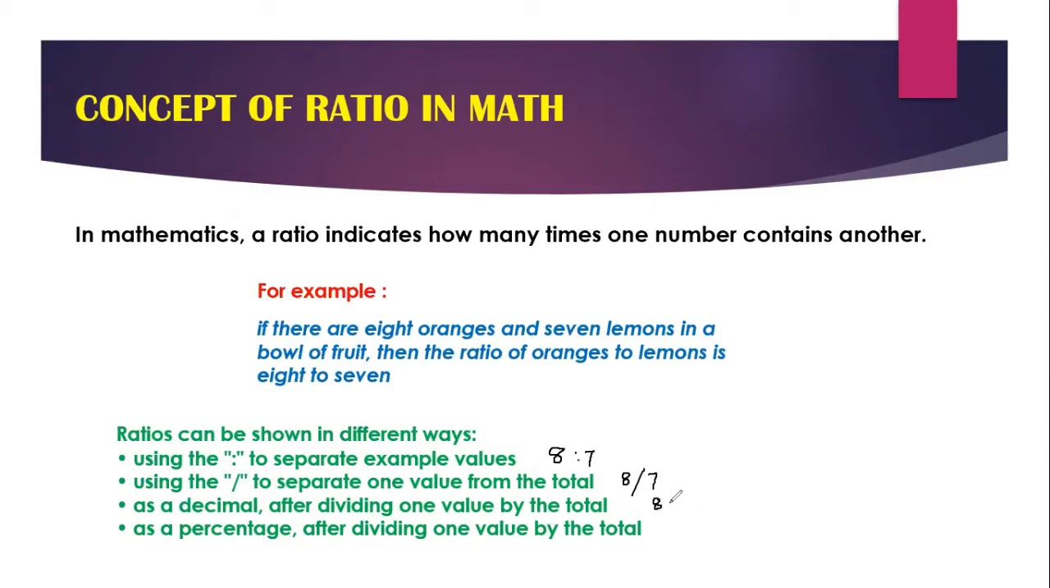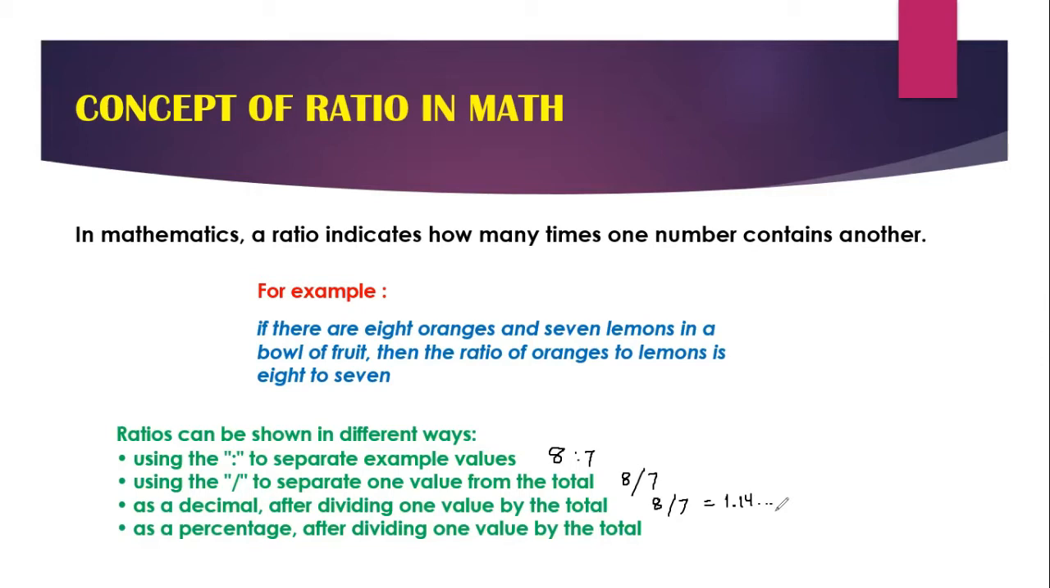The third, use a decimal after dividing one value with the total. 8 divided by 7, we can write 1.1, right? Or something, because 8 divided by 7 is 1.1 or something.